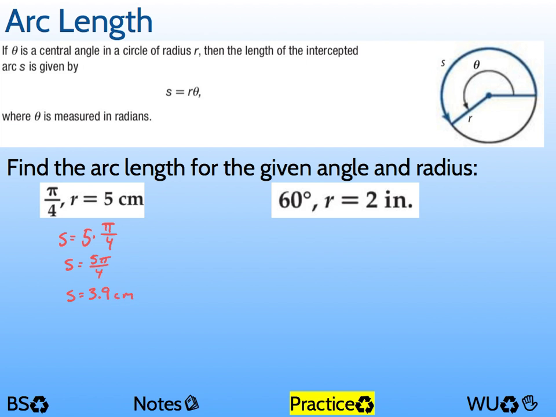For the second problem, you have an angle of 60, and you have a radius of 2, so the arc length equals 2 times 60. Which of course means that the arc length is 120 inches.